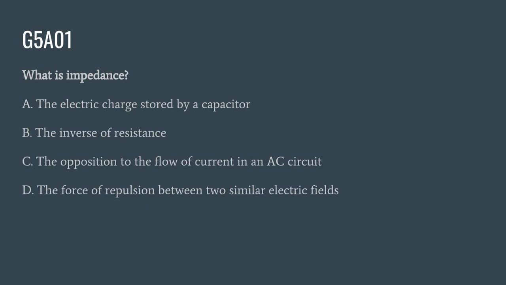G5A01, what is impedance? A, electrical charge stored by a capacitor. B, the inverse of resistance. C, the opposition to the flow of current in an AC circuit. Or D, the force of repulsion between 2 similar electric fields. Correct answer is C, the opposition to the flow of current in an AC circuit.